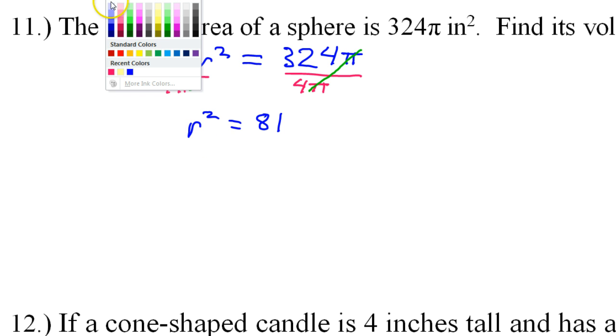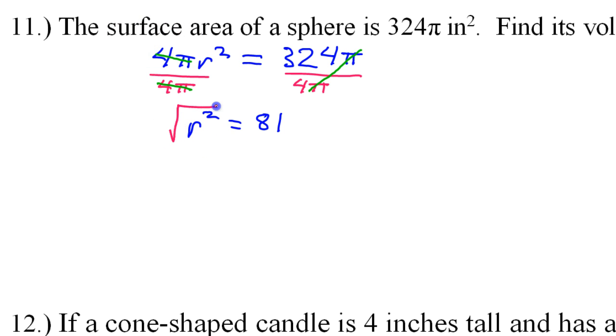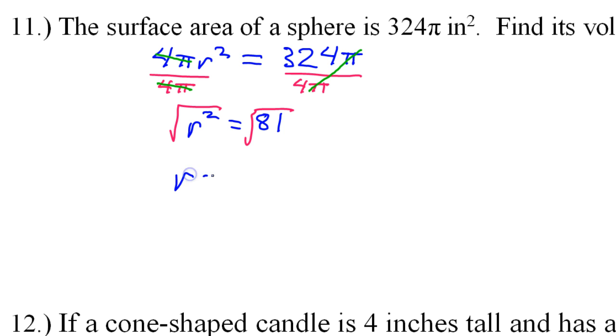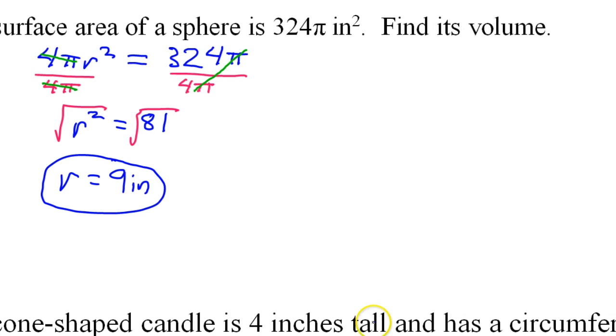So of course, if I want to find the radius, I am going to take the square root of both sides. Alright, so that tells me that the radius is 9. And we had inches squared, so the radius is 9 inches. Alright, so that's good to know. It's not the final answer, but it's part of the way there. Now we are supposed to find the volume.